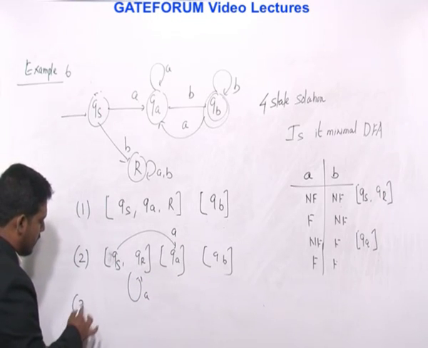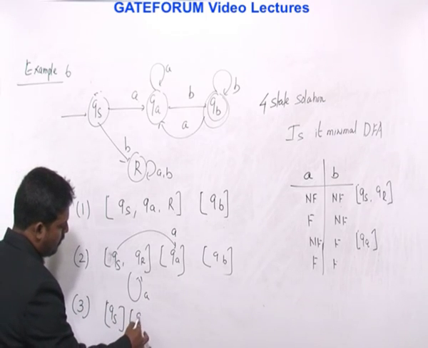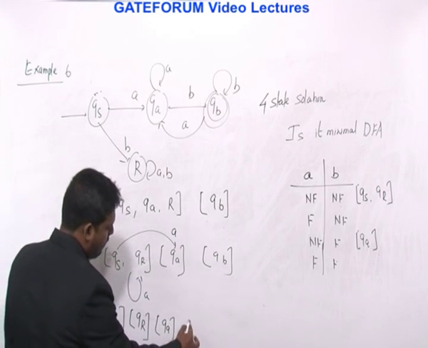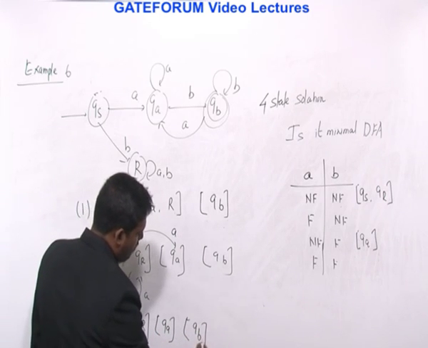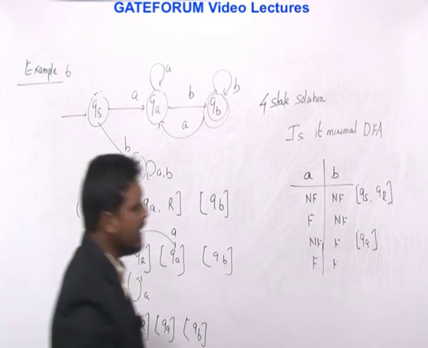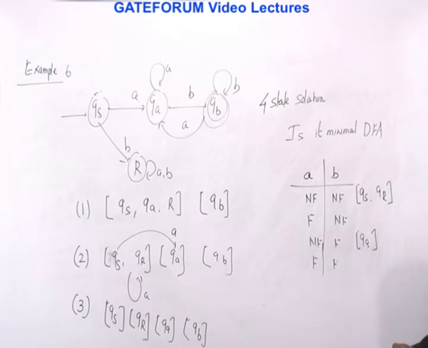So in the third partition will come QS, QR, QA and QB, all are separated. Okay, all are separated, and in this case we started with 4 states. 4 states is the minimal solution. If it were not minimal, then I'd get, let's say, 3 partitions or 2 partitions, but in this particular case this is the minimal DFA, accepting strings that start with A and end with B. Okay, starts with A, ends with B.